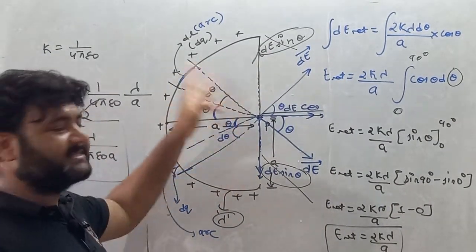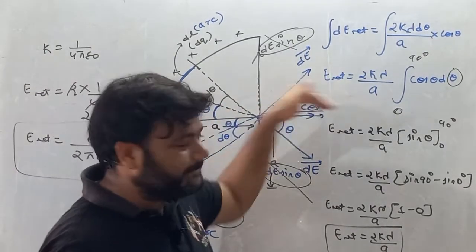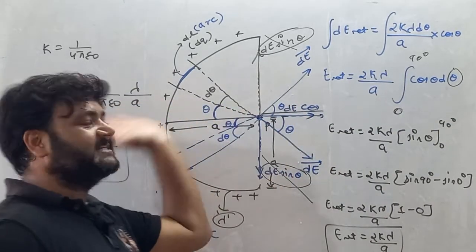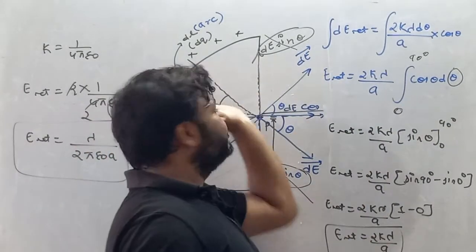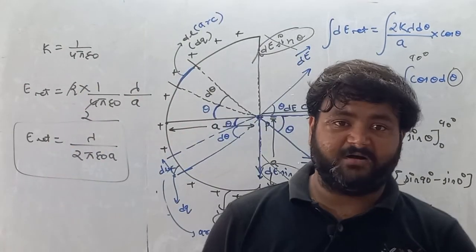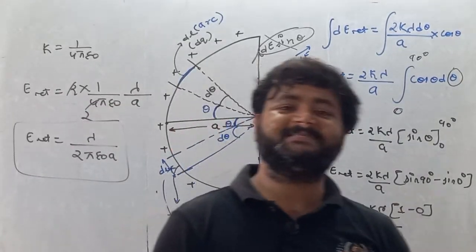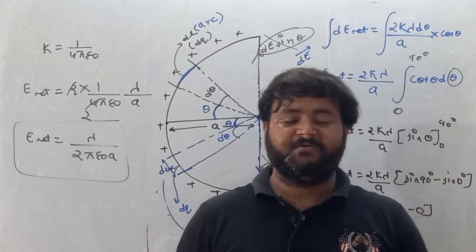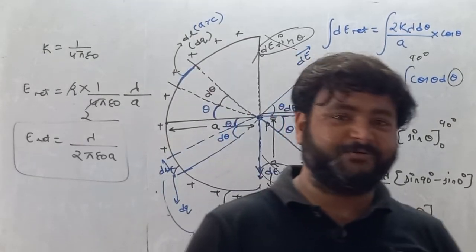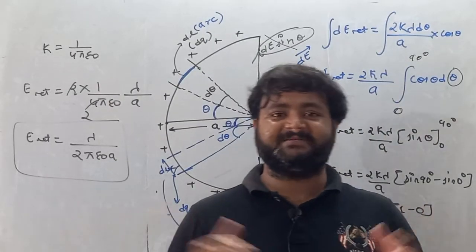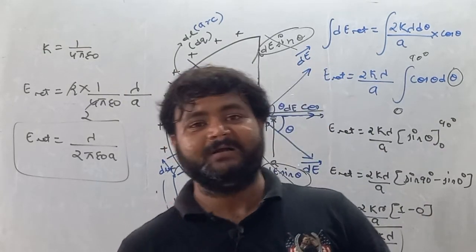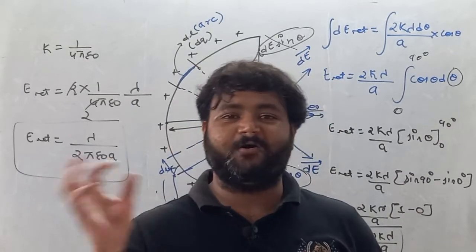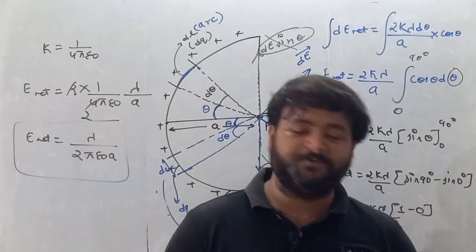If the charge is positive, then the direction of the electric field at point P is away from the semicircular ring, and if the charge is negative, then the direction of the electric field is towards the ring. So I hope you all understand how to find the electric field due to continuous charge, in which we discuss the electric field due to a wire, the electric field due to a ring on its axis, and the electric field due to a semicircular ring on its center. I hope you all understand.